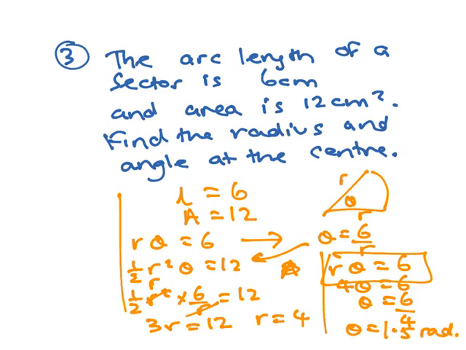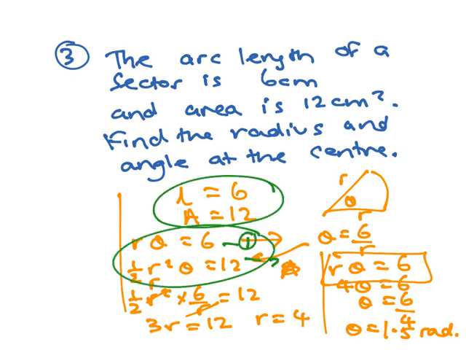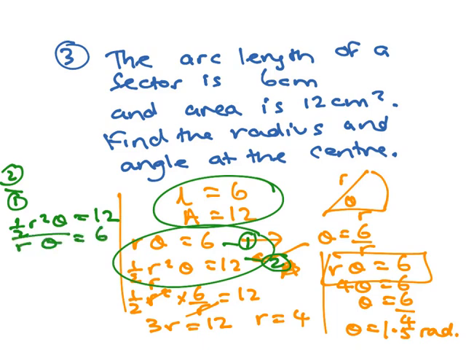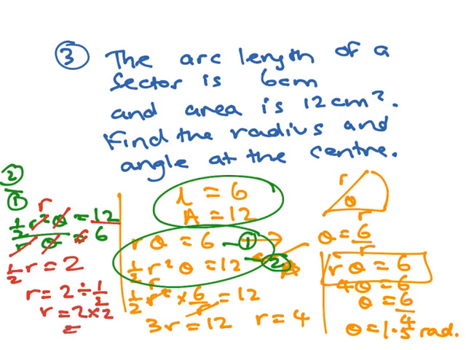Okay. There is another way of solving these two equations. If you go equation 1 and 2, if you put equation 2 on equation 1, you get a half r squared theta equals 12 over r theta equals 6, and they cancel out really quickly. The thetas go out, the r's go out, and you get a half r equals 12 over 6, which is 2. So r is 2 divided by a half, or times 2, which is 4 centimetres, and then you can go on and find that theta. If you do it as a fraction, sometimes that's easier if you remember to do that.